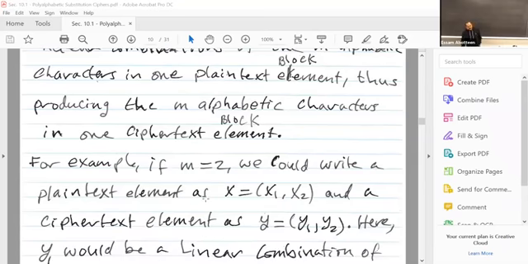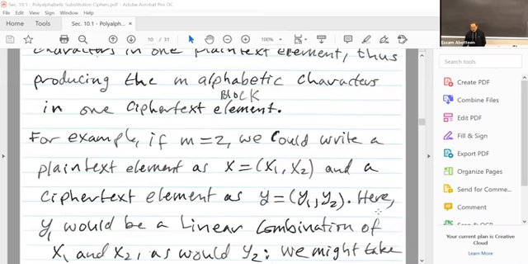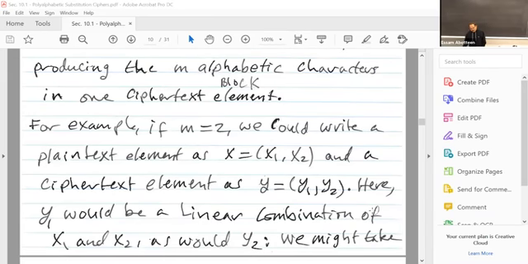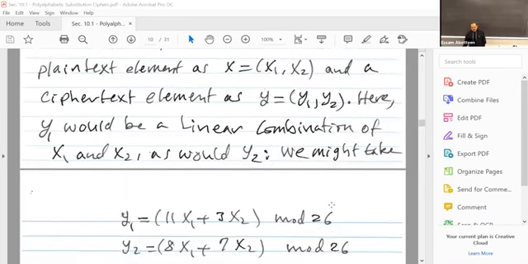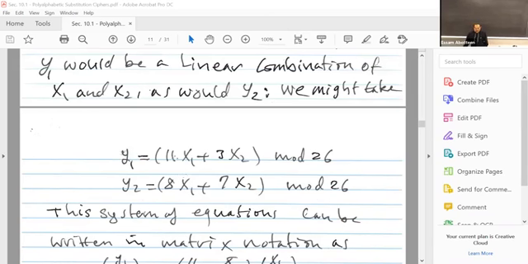So let's look at an example. This is actually very simple. Suppose we take M, means blocks of length 2. And we could write a plain text consisting of 2 letters or 2 numerical values for these letters, x1 and x2, and the corresponding cipher text element or block as y1 and y2. Now, y1 and y2, they're going to be given as linear combinations of x1, x2, and again, everything is done mod 26. So, for example, we could take y1 to be 11x1 plus 3x2. So this is just an example of linear combination of x1 and x2, and y2 to be 8x1 plus 7x2. It's like a system of congruence equations in here.